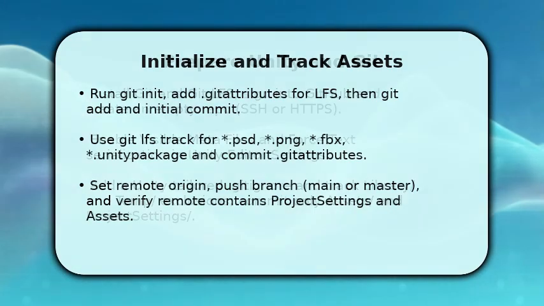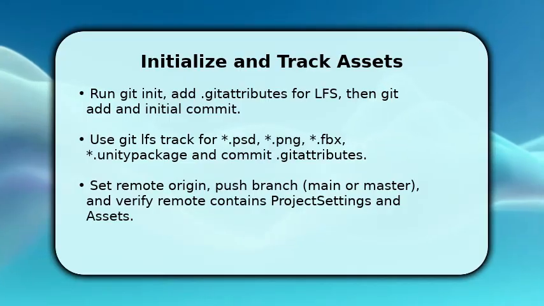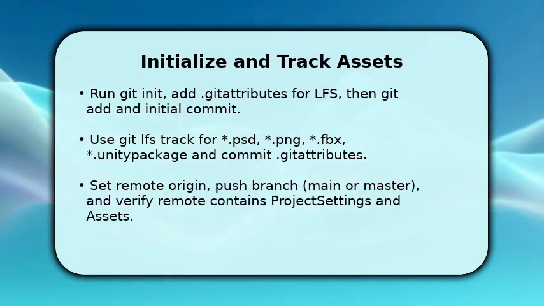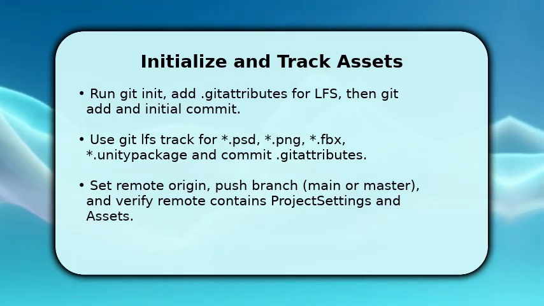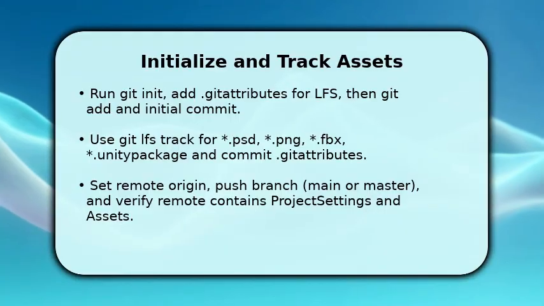You now initialize and prepare tracking. Run git init in your Unity project root, add a .gitattributes file, and use git lfs track for large asset types like *.psd, *.png, *.fbx.